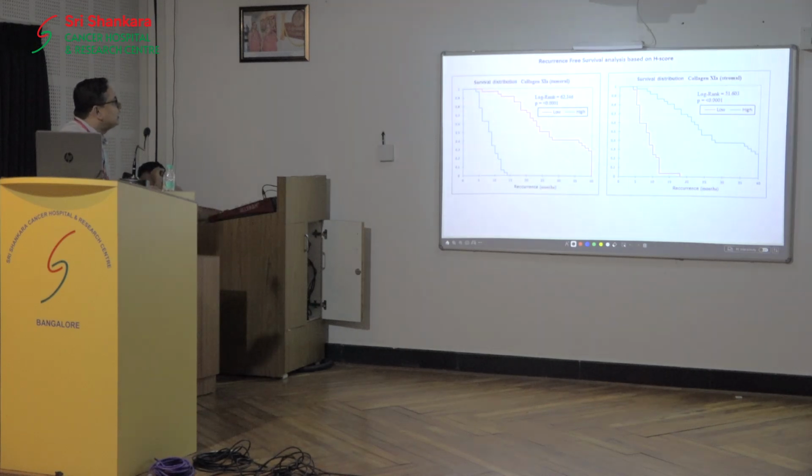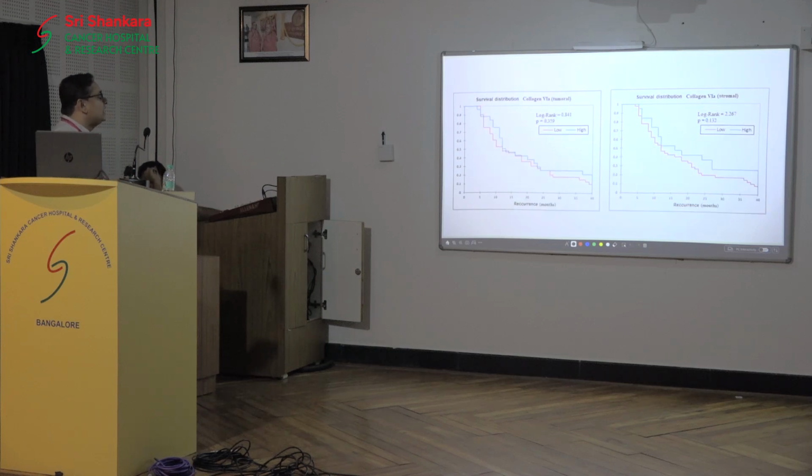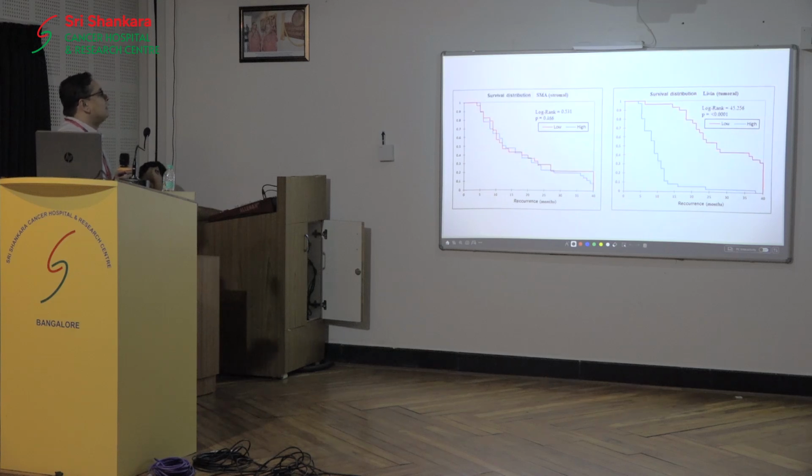So we went through the recurrence-free survival analysis for the 40 months. We found this is the result, and it is very significant. Collagen in the stroma is significant, while collagen 5 in the stromal region and SMA are not related, whereas we found that tumoral lipin is responsible for bad prognosis.